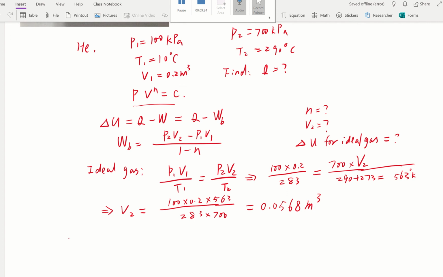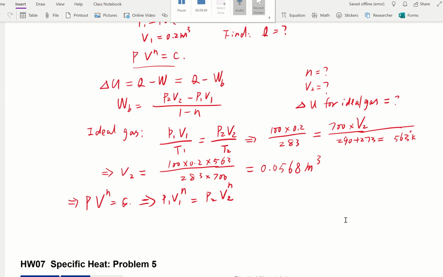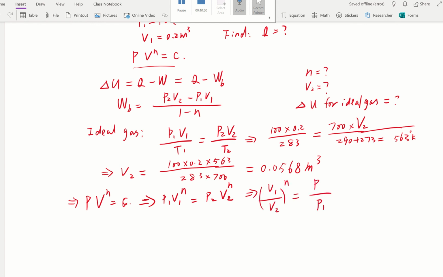Because it's a polytropic process, we know PV^n is a constant. In other words, we can put into state 1 and state 2: P1 V1^n is equal to P2 V2^n. Then, in order to figure out n, what we can do is, how about (V1/V2)^n? That's going to be equal to P2 over P1, right? Cross multiply: P2 V2^n is equal to P1 times V1^n. Then we know that n is basically equal to log of P2 over P1 divided by log of V1 over V2.